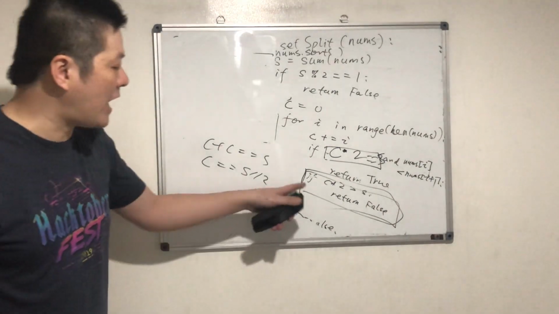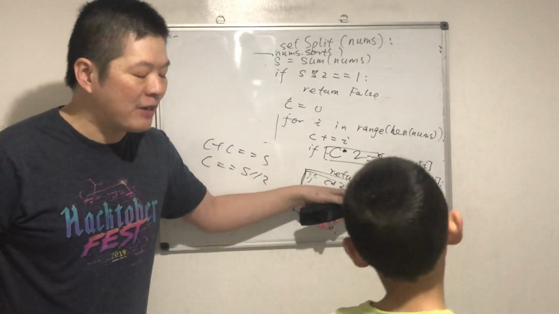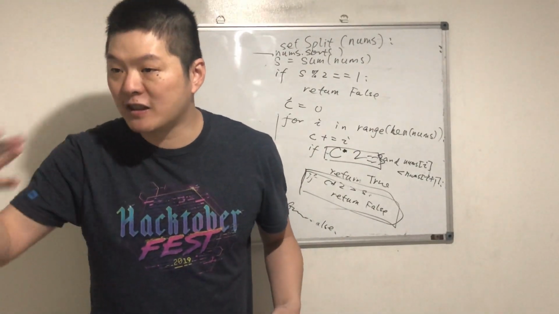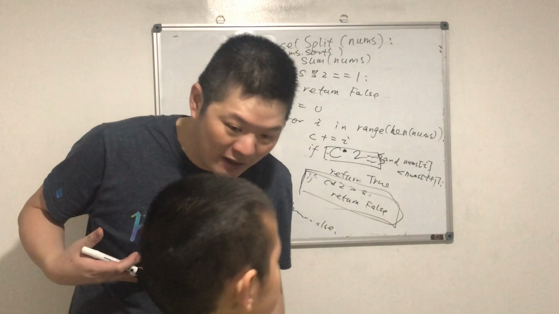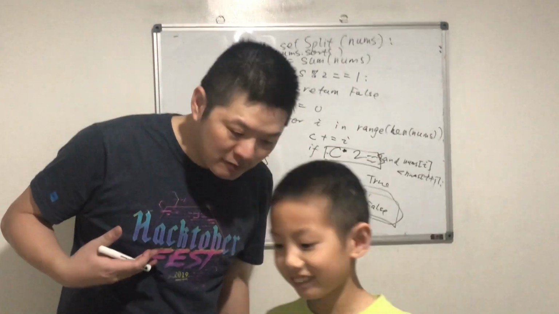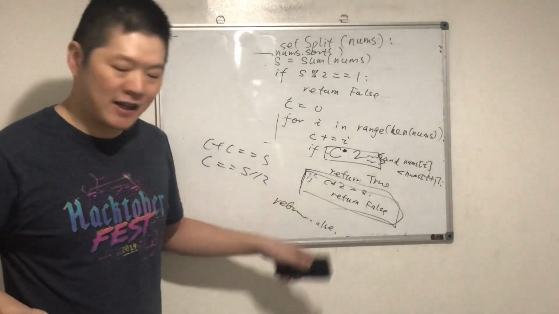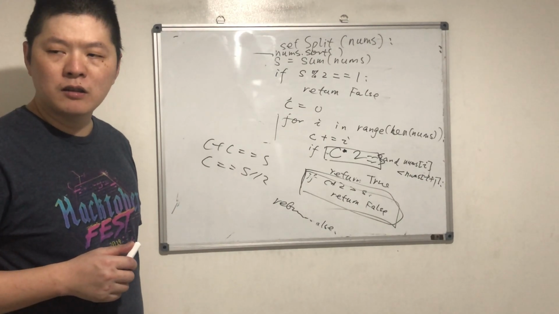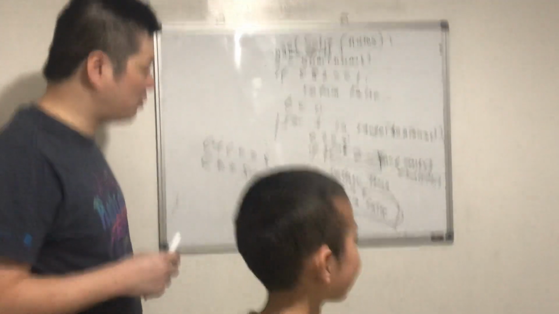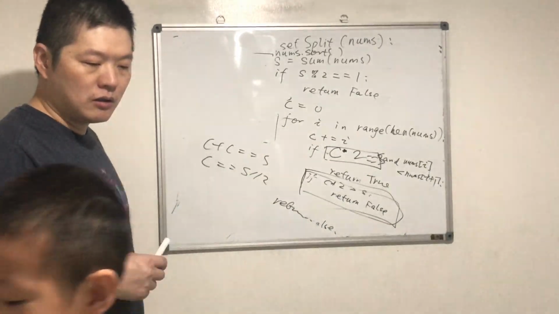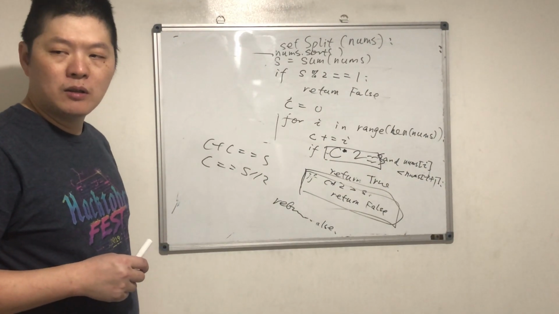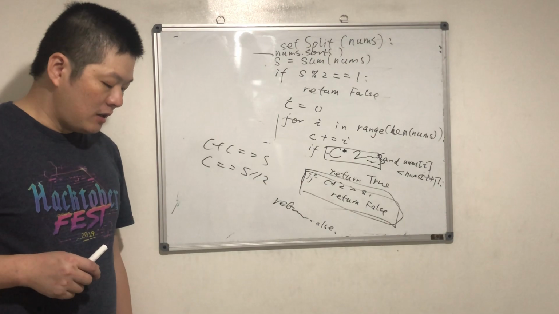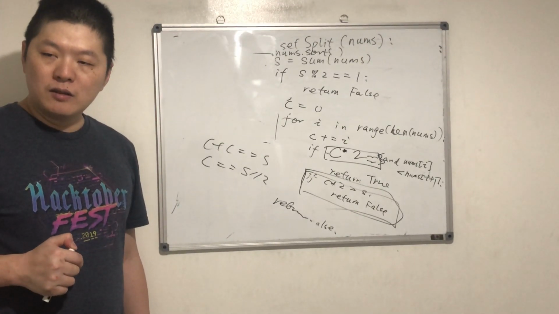Because as long as we can't find such half, we can just return false, right? Because there's no point to continue searching the other half of the array. Am I right? Does it make sense? Are you sure? Okay, tell me why we need to add this. It is no point to check the other half of it. Why is that? When is that true?